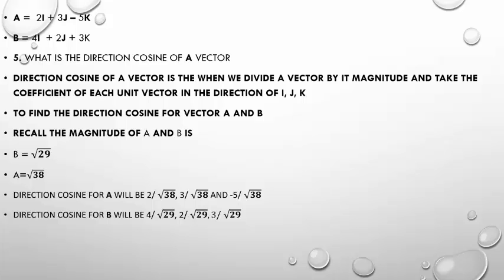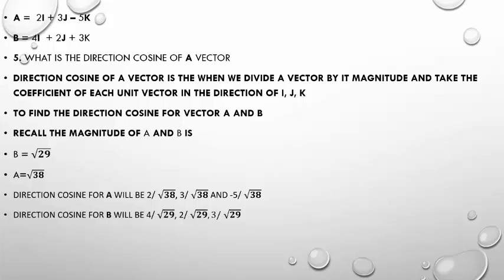Then what is the direction cosine of a vector, either vector A or vector B? What you need to do in that case is to find the magnitude of the vector and divide the vector by it. So the magnitude of A is root 38. The magnitude of B is root 29. So 2i divided by root 38, 3j divided by root 38.